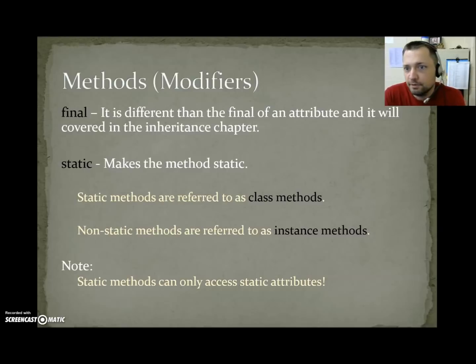Final, it's different than final for attributes, and it will be covered in the inheritance chapter. So until we talk about inheritance, we can't talk about what final is going to mean on a method. Static makes the method static. Static methods are referred to as class methods. Non-static methods are referred to as instance methods. So if you want to know what it means to be a static method, it means you're only allowed to access static attributes.